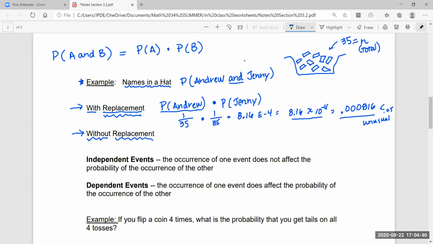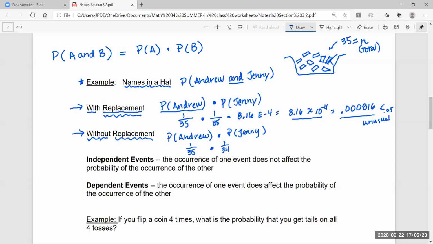What that means is when we do our first draw from that bucket, or from that hat, we're not going to replace the name. So we want to get Andrew's name first. We're going to multiply, and then we want to get Jenny's name. So it looks like the same problem. The difference is when we draw Andrew's name, we do not replace. So when we draw his name, we get the 1 out of 35. We took his name out, so one of those goes away. Hers is 1 out of 34.